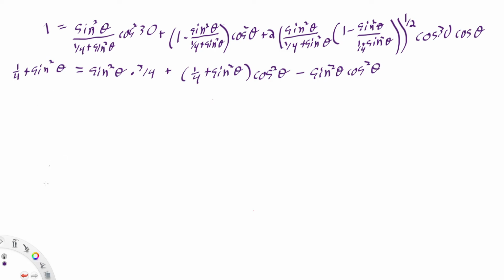Right, so this term comes from this term after we've multiplied off that denominator. These next two terms both come from this term after we've multiplied by 1/4 plus sine squared theta and distributed that cosine squared theta. And then we have to be a little bit careful with this thing in parentheses.